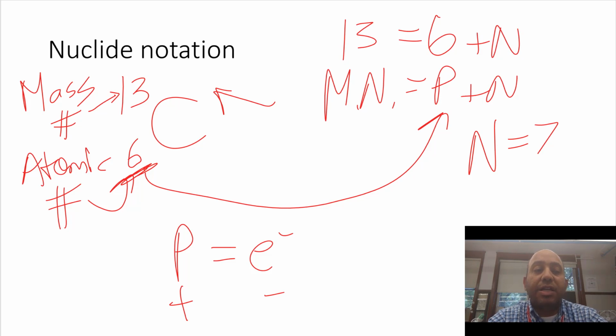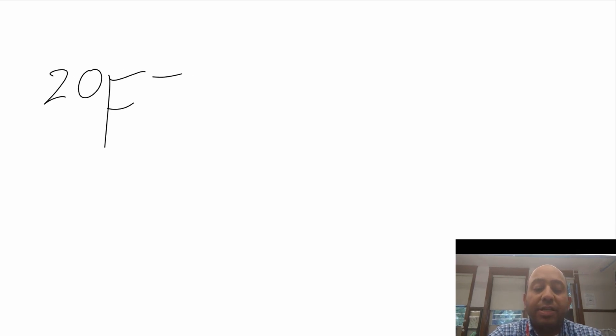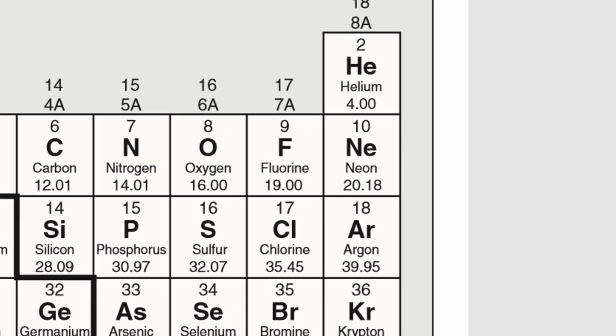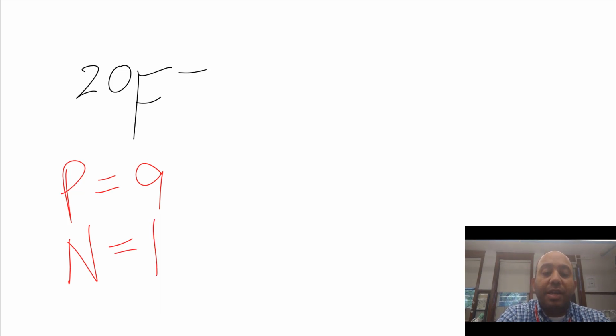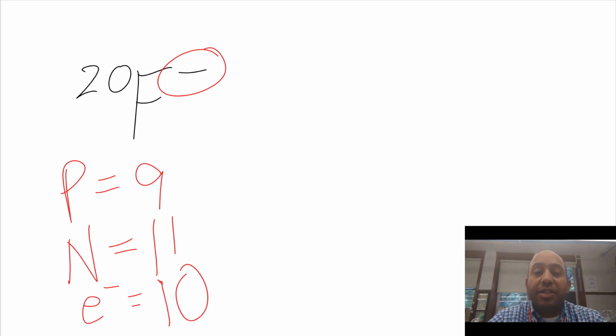So let's look at such an example. Let's take fluorine minus, and we'll say that the mass is 20. We don't need to write the atomic number down because all fluorines have a certain number of protons. You see on this table, it has 9 protons. The neutrons are 20 minus 9, which is 11. And the electrons, since this charge is negative, -1, it has one more electron than protons, so it has to be 10. So that's how you write nuclide notation. It allows you to show in a written form how many protons, neutrons, and electrons an atom has.